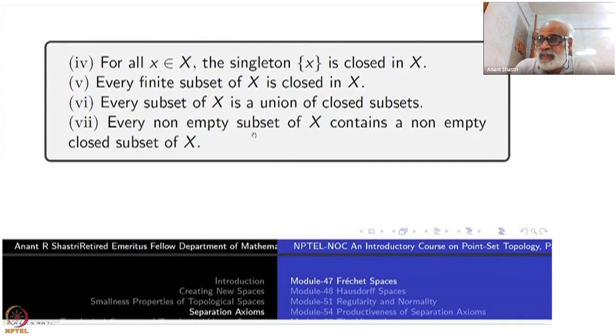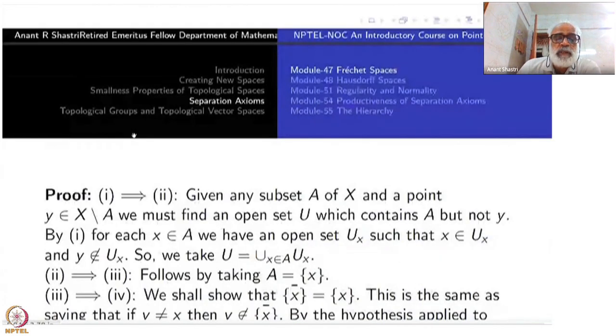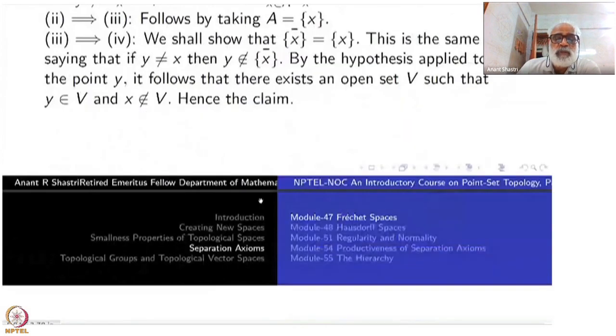From 6, every subset of X is a union of closed sets. Singleton X, how can it be a union of anything? It is the union of singleton X itself, right? So that must be closed. So 6 already implies 4. Anyway, you can jump from 4 to 7. Now 7 to 1 I will complete. Finally, that will complete the whole chain.